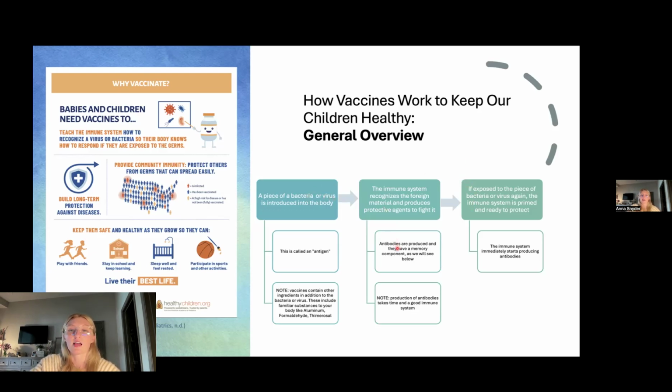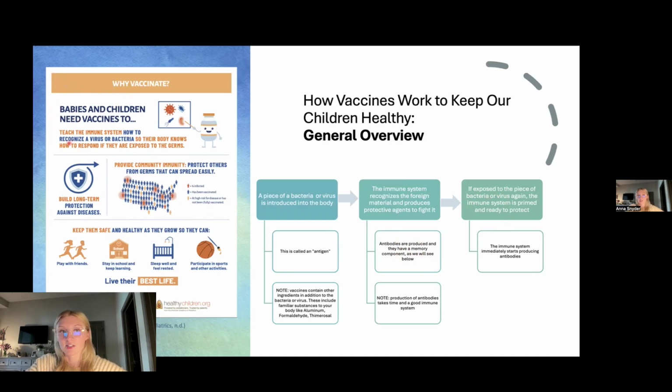So, as I mentioned in step two, the antibodies have a memory component. And so they remember if and when the bacteria or virus is reintroduced. And so it'll immediately start producing antibodies, start protecting the individual. And if there's anyone who likes graphics, which I do, here's one from the American Academy of Pediatrics. They just kind of discuss what I already discussed here on the right.